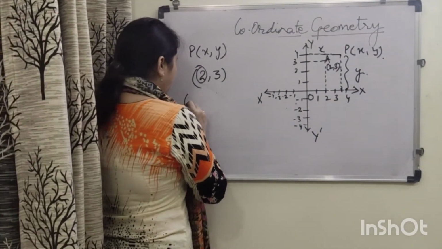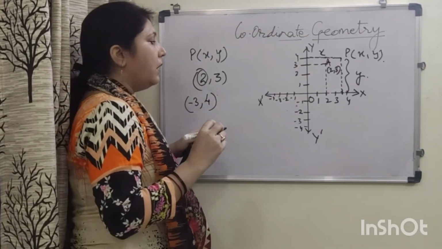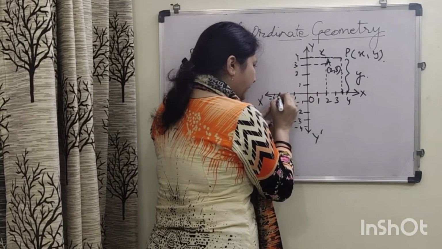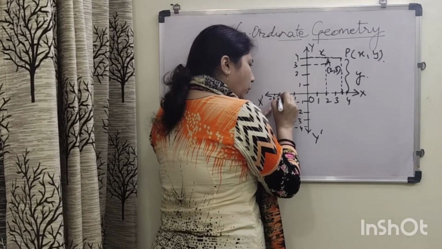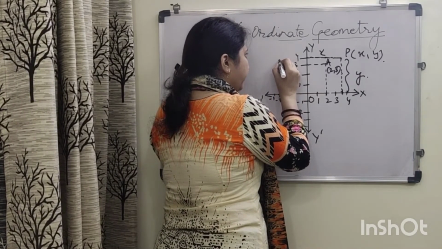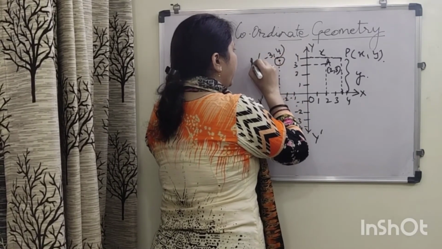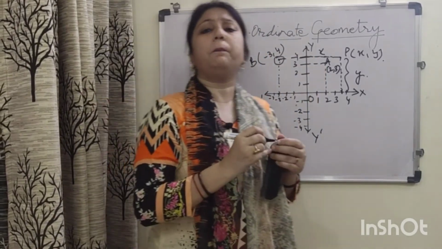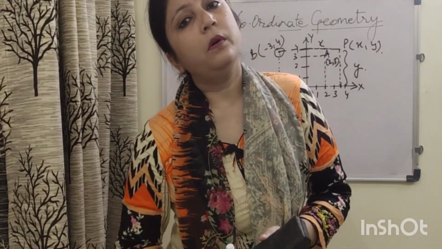Same way you can take minus 3, 4. From origin move to minus 3. That means on x axis minus 3 is over here. From minus 3 only you start moving towards 4 vertically up. This is minus 3, 4. This is your point B. Children, this is how you can locate points whose coordinates are given to you.